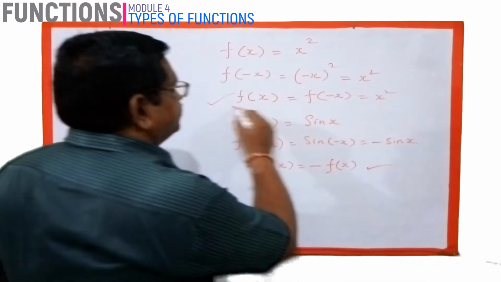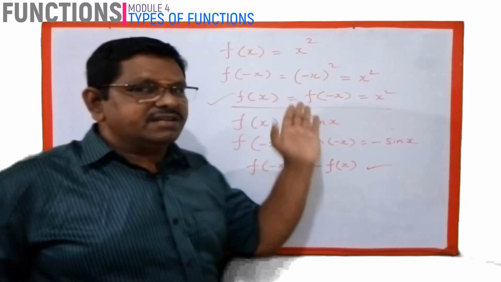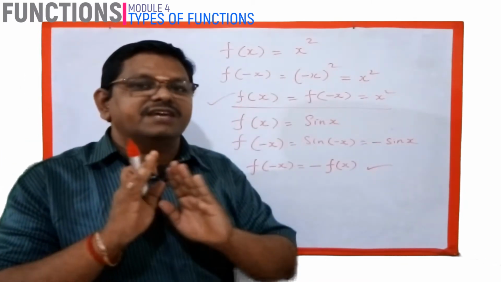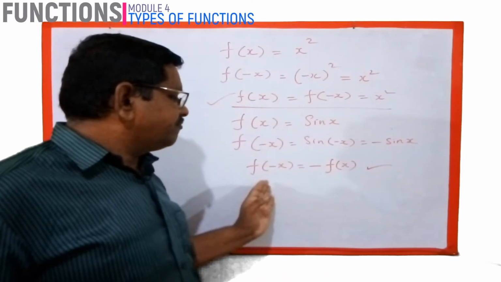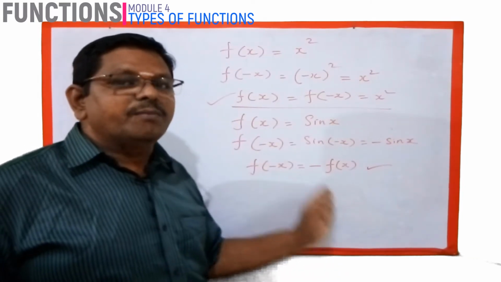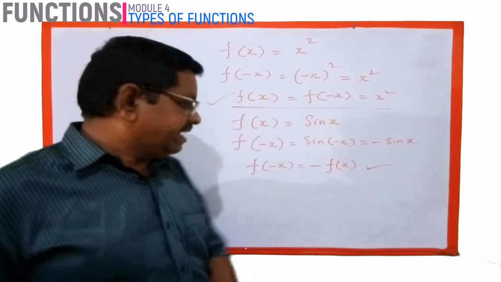Compare these two. In an even function, f of minus x and f of x both are equal, whereas in an odd function f of minus x will be equal to minus of f of x.